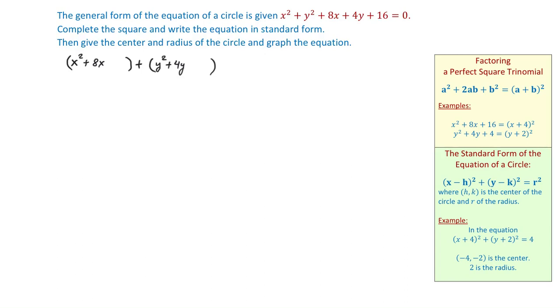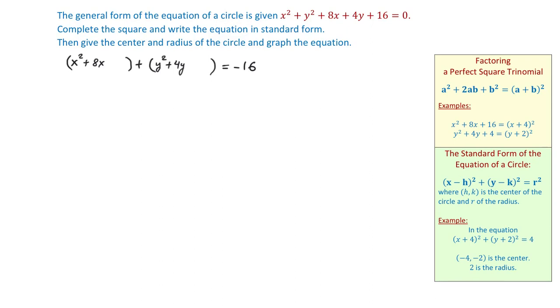Number 16, we will move it to the other side of the equation. And notice that when we move one term from one side to another side of the equation, we will have to change the sign. So 16 to the right becomes negative 16.